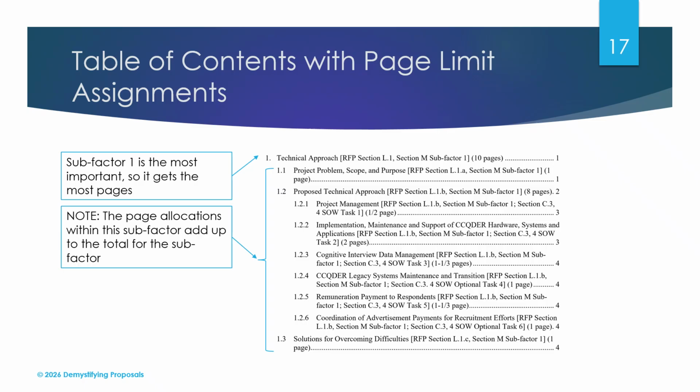And then within those 8 pages, I kind of broke them down based on what seemed to be the most important tasks. So I gave a little bit more page allocation to the implementation and maintenance and support of the entire project, which is task 2. So, depending on what knowledge you can get from your capture team and what you know about this particular work, those allocations may be different, because some tasks may be more important than I can tell from just reading the RFP.